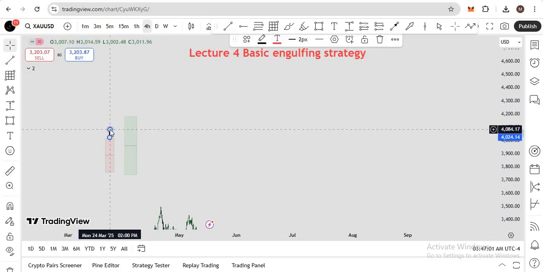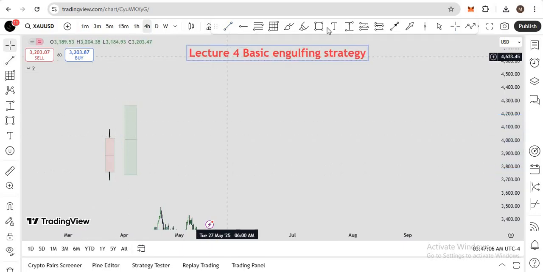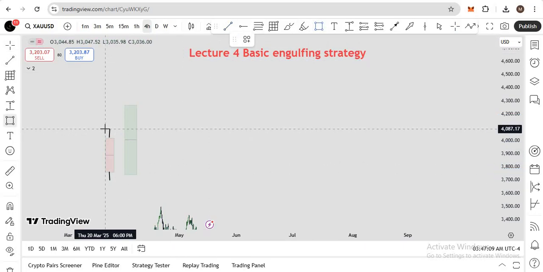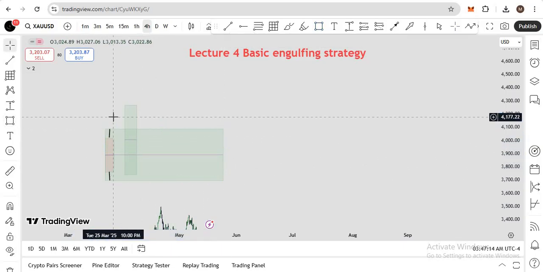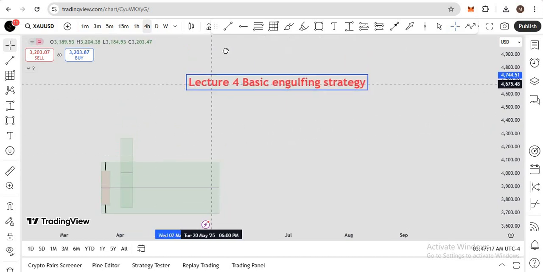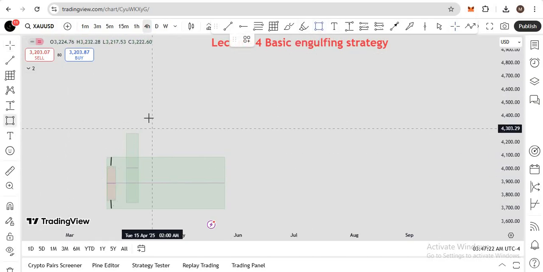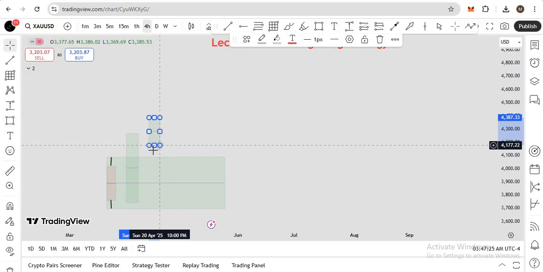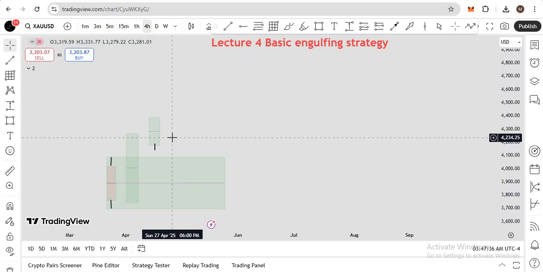The first rule is that this should be valid, meaning the second candle should close above this area to become valid. Now the second rule, to make this engulfing more accurate: the third or fourth candle should not touch this area by their wick or by their body. If it is a monthly or weekly, no problem. If it is a lower time frame, then it will be a little bit less accurate.